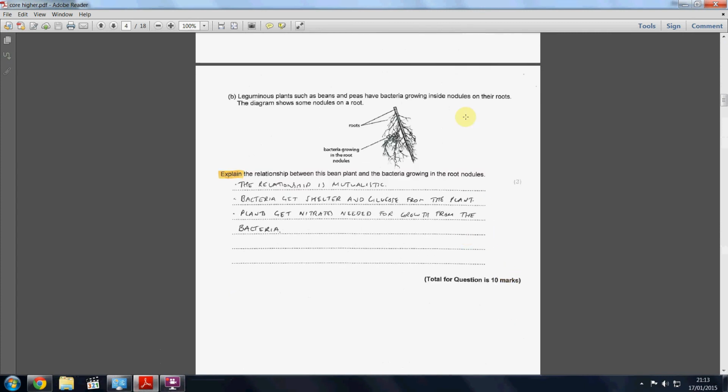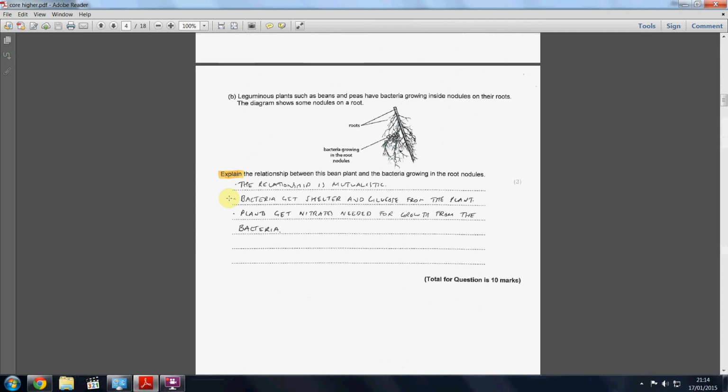Okay, a bit more about nitrogen then. So leguminous plants such as beans and peas have bacteria growing inside nodules on their roots. The diagram shows some nodules on a root. It says, explain the relationship between this bean plant and the bacteria growing in the nodules. So for relationships like this, where you've got 2 organisms living together, it's either a parasitic relationship or it's a mutualistic relationship. If it's mutualistic, both of the organisms get a benefit from sharing the same space as the other one.